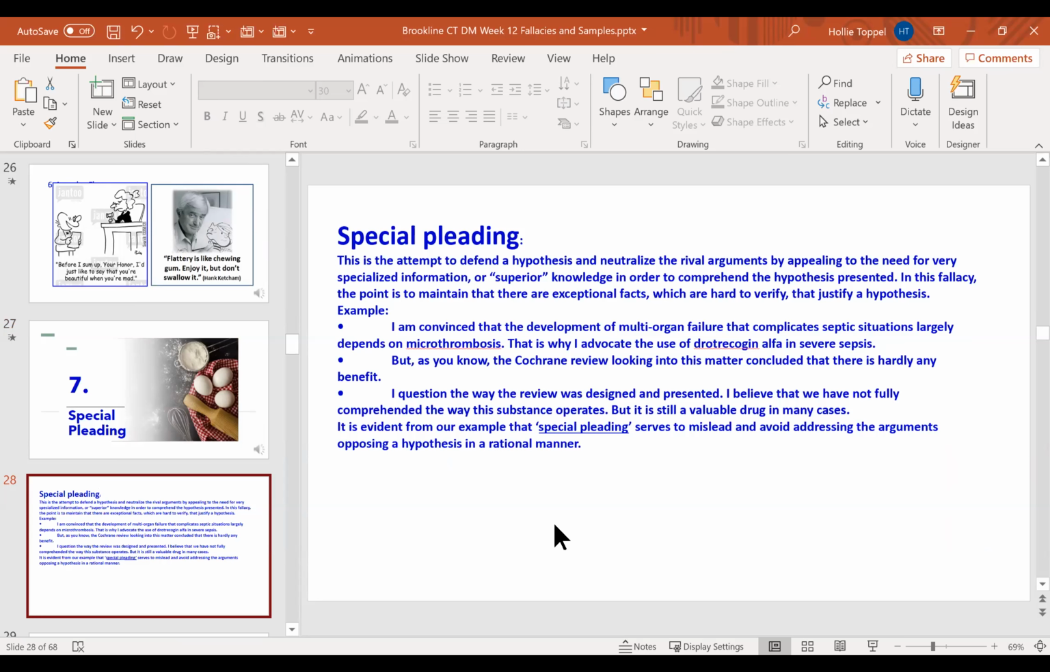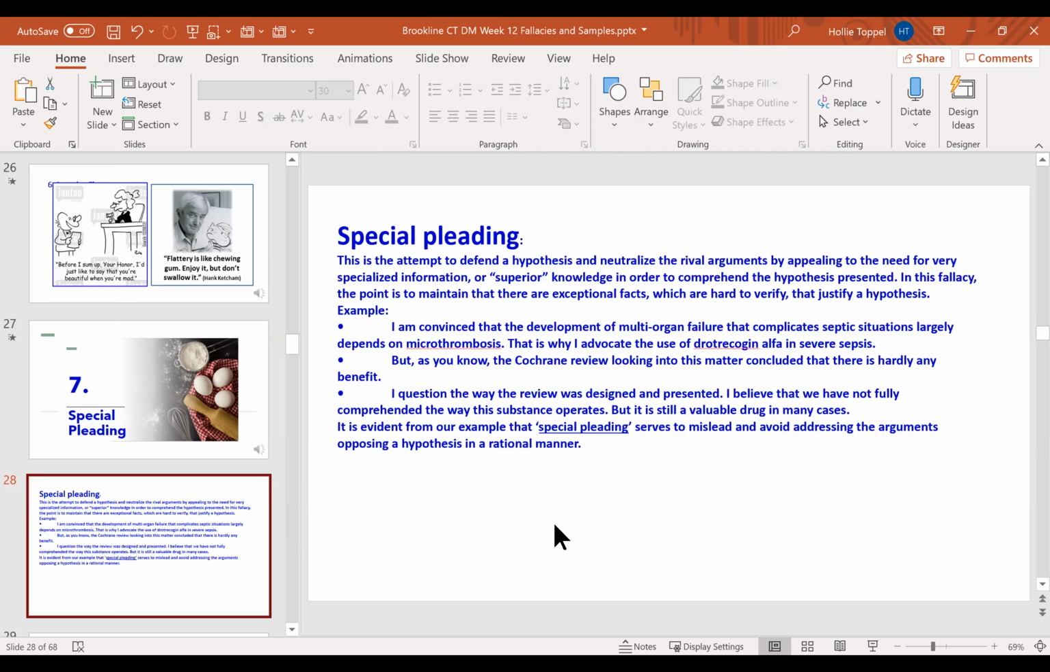So I'm convinced that the development of multi-organ failure that complicates septic situations largely depends on microthrombosis, meaning that you have a small clot. That's why I advocate the use of drotrecogin alfa in severe sepsis, meaning they have a severe infection in the blood. The Cochrane review looking into this matter concluded that there is hardly any benefit. So I question the way the review was designed and presented, because I believe we have not fully comprehended the way the substance operates. Therefore, it is still a valuable drug in many cases.